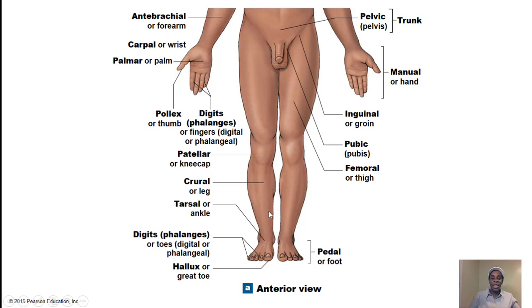Then the front of the leg is crural. The way to remember, like somebody hitting you, is that it's cruel to hit you there. When you play soccer, it's kind of hard. It hurts a lot. And then the ankle is tarsal. The digits are digital or phalangeal. And the big toe is hallux.